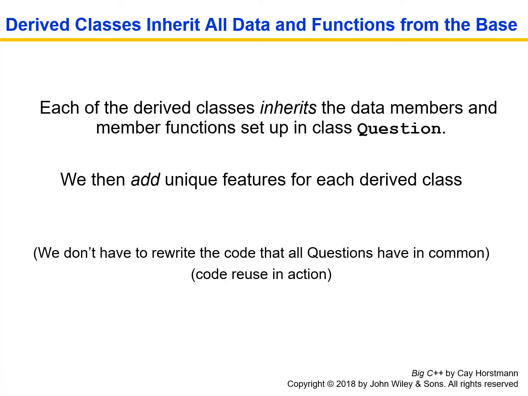Each of the derived classes inherits the data members and member functions set up in class Question. Then you add the unique features for each derived class. And the key here is that you don't have to rewrite the code that all questions have in common. You write the common code once in the question class, and then each derived class only has to write the code that's changed or that is unique to that question type.